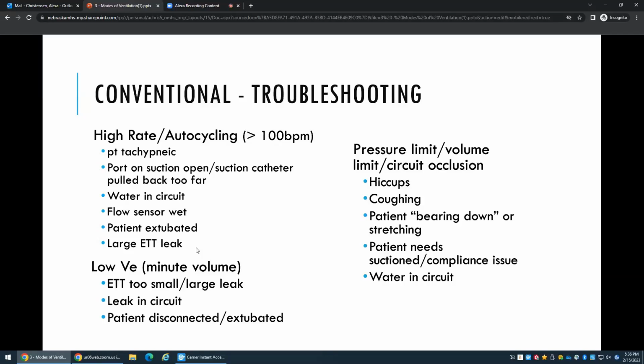Patient needs suction. We've got a ton of secretions in there that's causing increased pressure, or a lung compliance issue. We're getting sicker, pressure is increasing, or could be water in the circuit. So anything that's going to cause us a high pressure is going to cause one of these kinds of alarms.